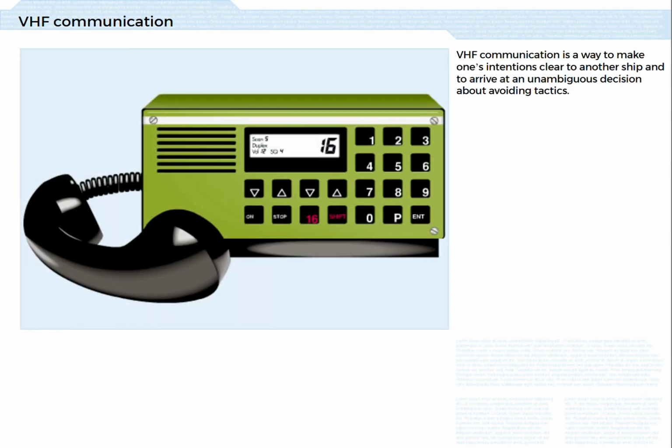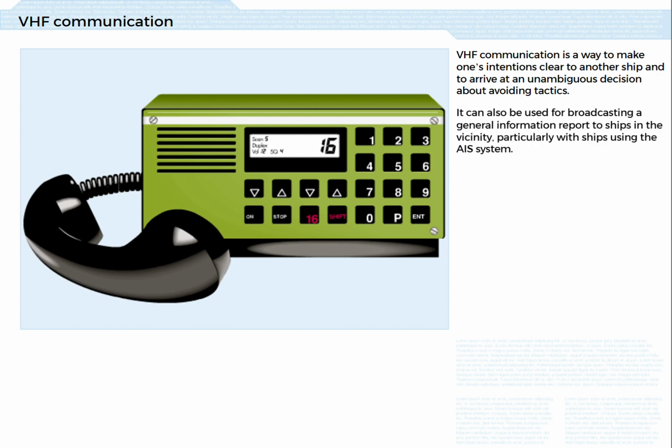VHF communication is a way to make one's intentions clear to another ship and to arrive at an unambiguous decision about avoiding tactics. It can also be used for broadcasting a general information report to ships in the vicinity, particularly with ships using the AIS system. Such a report could state the time, position, course, speed, and maneuvers to be carried out.